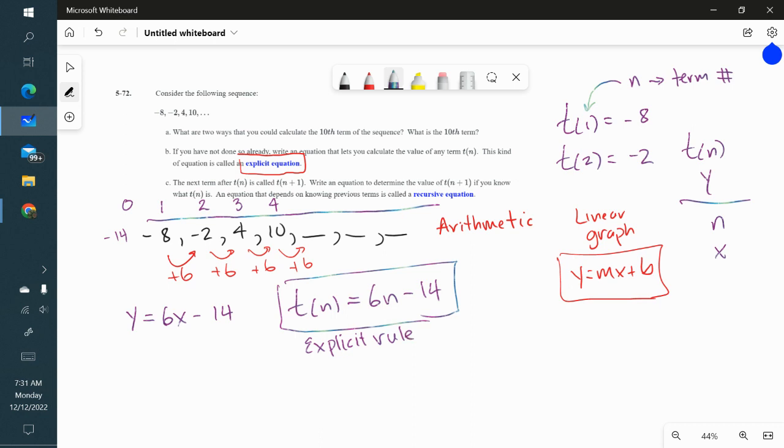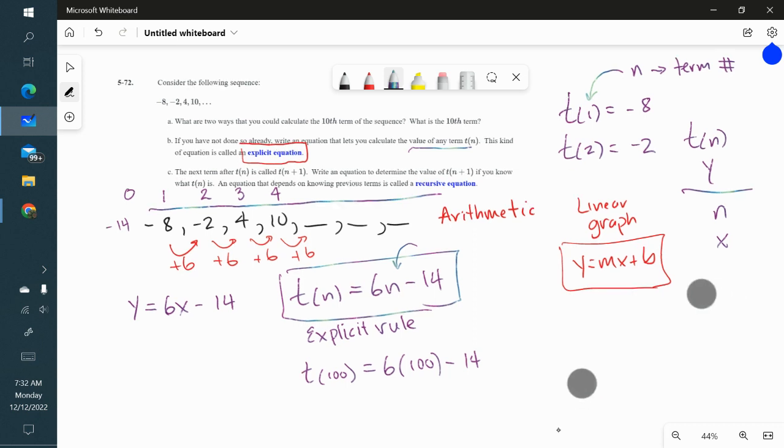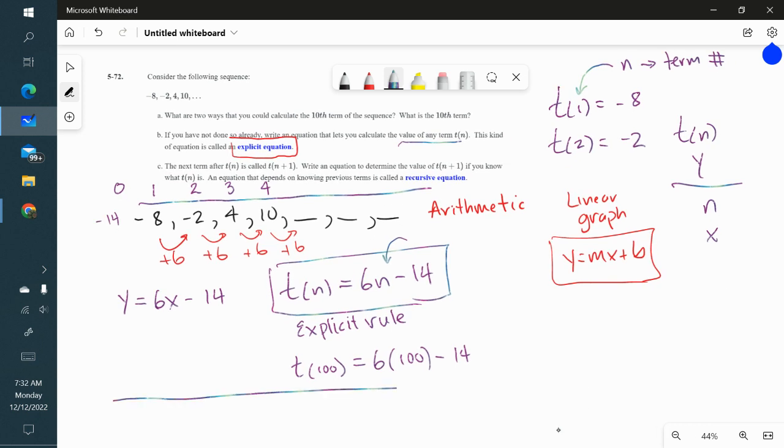Explicit means a rule, a function that allows me to take any term number and use that rule to get the value of that term. So if I wanted to know T100, the 100th term, I'd go 6 times 100 minus 14. That way I don't have to add 6 repeatedly to get all the way out to the 100th term. So an explicit rule is a type that lets you calculate the value of any term just by substituting the term number into the rule. That's the type of rule that you spent a lot of time learning last year.